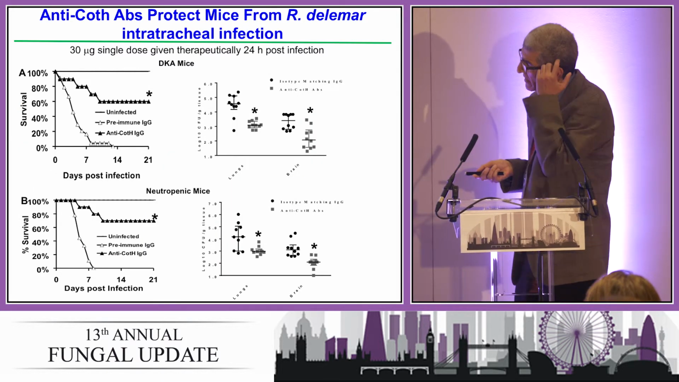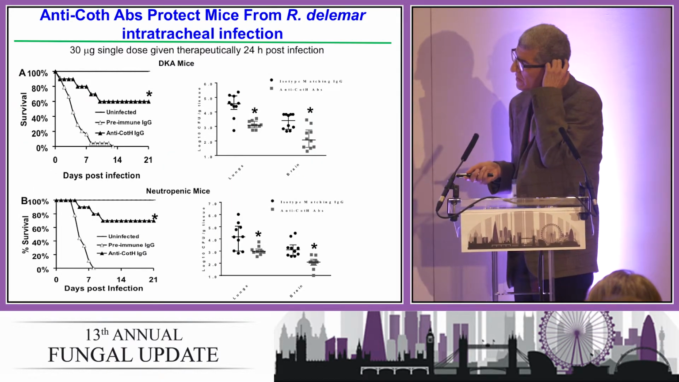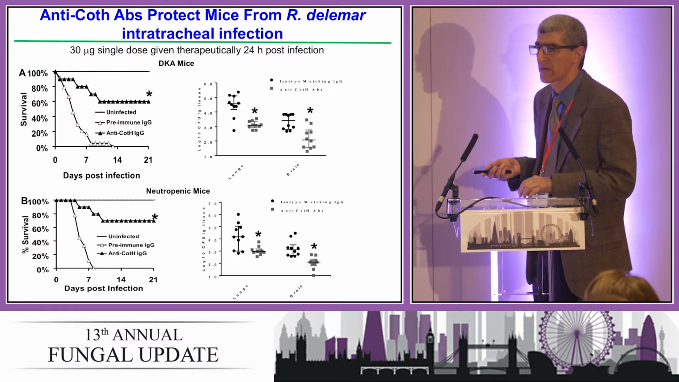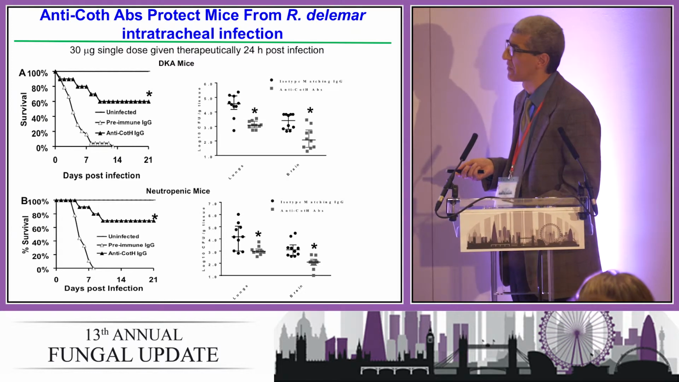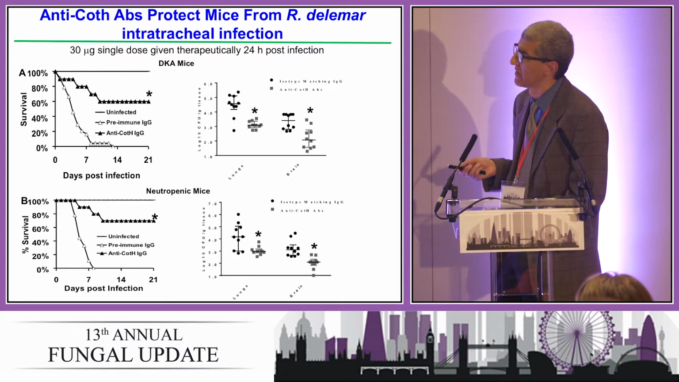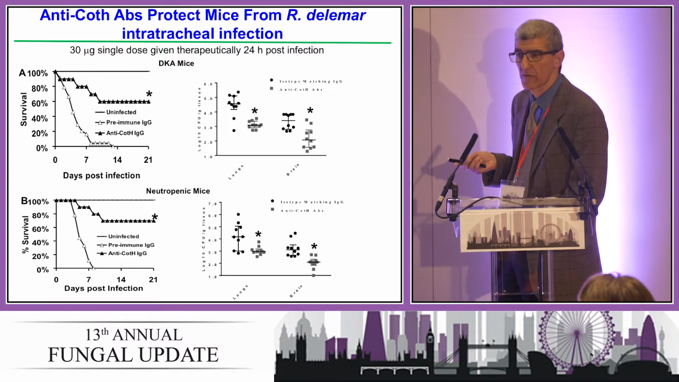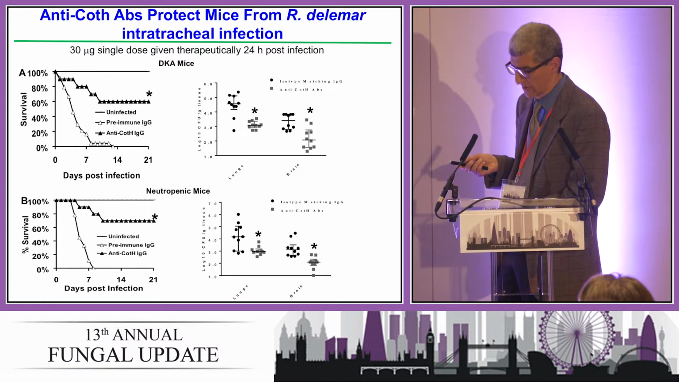So buoyed by these results, we wanted to see whether these antibodies are protective. So we infected mice intratracheally. These are diabetic mice with slight ketoacidosis. And you can see that the mice that received a single dose of 30 micrograms, which is a really, really low amount of antibodies, are protected against the infection compared to those receiving pre-immune IgG.